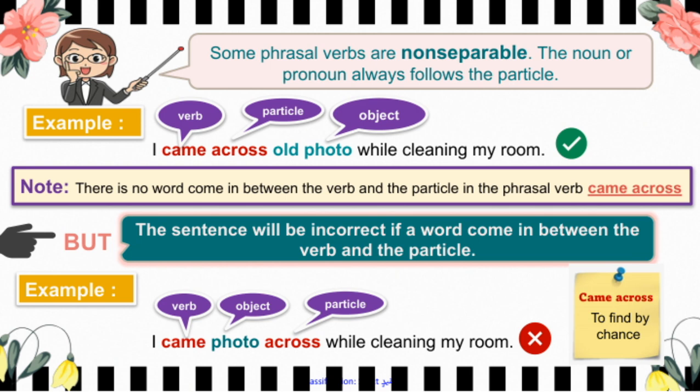Also, some phrasal verbs are non-separable. That means the object, like a noun or pronoun, always follows the particle directly. So in came across old photos, the object must come immediately after across. Understanding these points helps us use came across correctly and clearly in our conversations and writing. It's all about keeping the verb and particle together and placing the object right after.